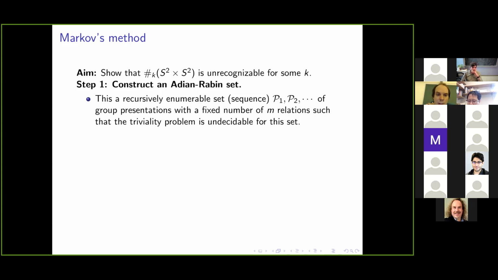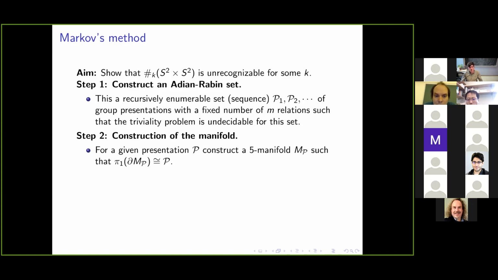The first step is algebraic, or it's on the boundary of algebra and computational foundations of computer science, computability. And this is a construction of a sequence of presentations, P1, P2, and so on, which have an additional requirement that they have some fixed number of M relations. I really want to have this fixed, and I want to know that the triviality problem is undecidable for this sequence. So this is a stronger statement than the previous one, that the triviality problem is undecidable in general. Now I need an addition that the number of relations is fixed.